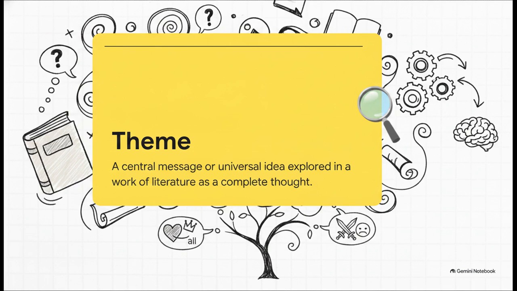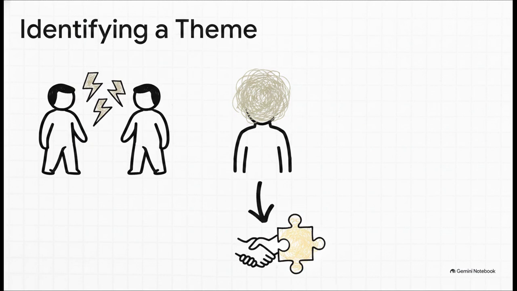So instead of just saying, this story is about love, a true theme is a complete statement. Something like, love conquers all. Or maybe, war brings out the best and worst in humanity. It's a universal message that totally transcends time and culture. Now, how do we actually find this theme in the wild? Because let's be real, authors rarely just hand it to you on page 1. You really have to hunt for it.